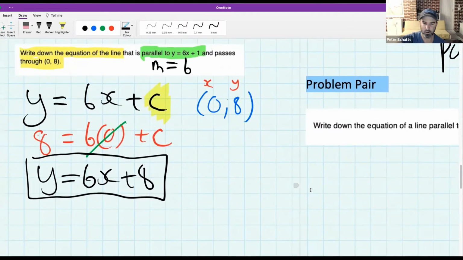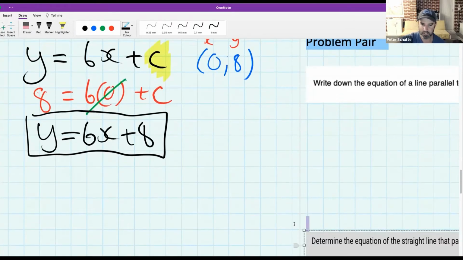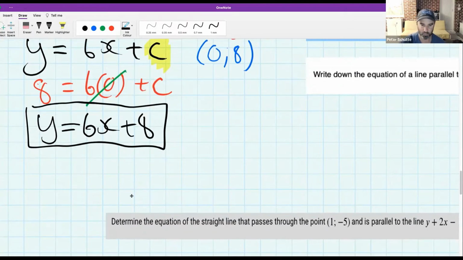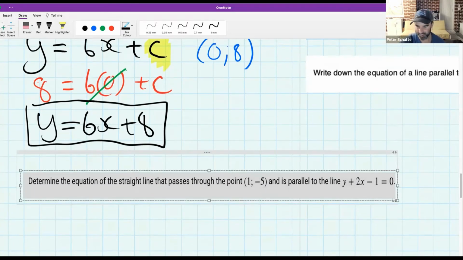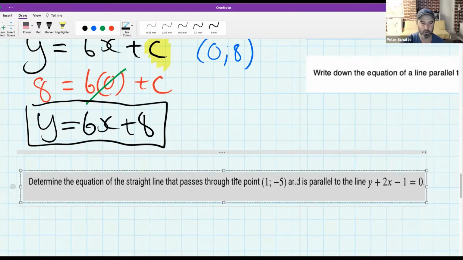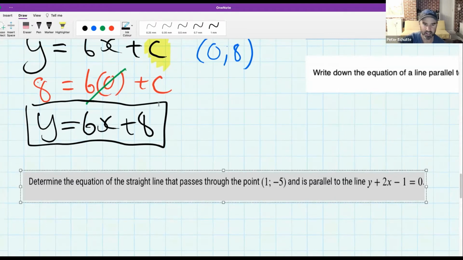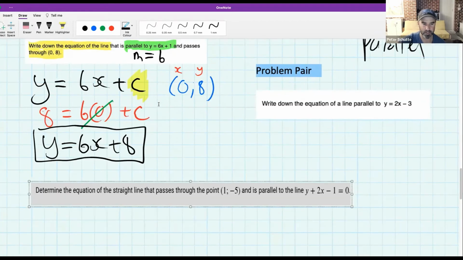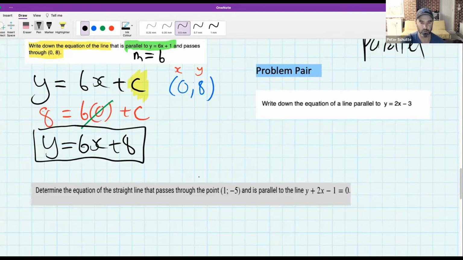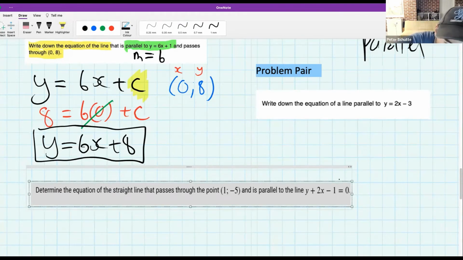And guys, I know that I'm sounding like an overhyped teacher here, but you have done so well. I want you to do one more for me. Let's do one just like the one we've just done, about the same difficulty. Determine the equation of the straight line that passes through the point (1, -5) and is parallel to this. And while you work on that, I will take some questions from students if they have any.